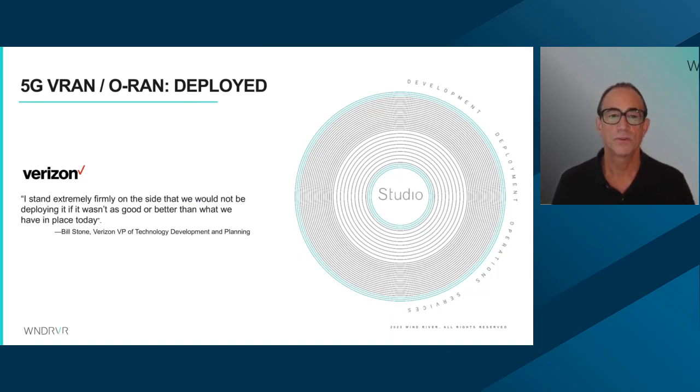We started our journey with Verizon a little over 3 years ago. And in a 2021 interview with Fierce Wireless, Bill Stone, Verizon VP of Technology Development and Planning, said, "I stand firmly on the side that we would not be deploying it if it wasn't as good or better than what we have in place today." He went on to say, "We held the vendor's feet to the fire like we always do, and it's absolutely performing every bit as well as the legacy custom-based approach." With 10,000 sites deployed as of May this year and a goal of deploying 20,000 by the end of 2025, something's working right at Verizon.